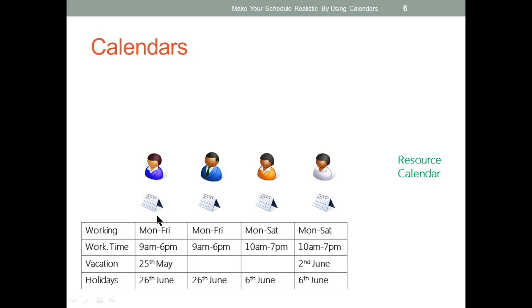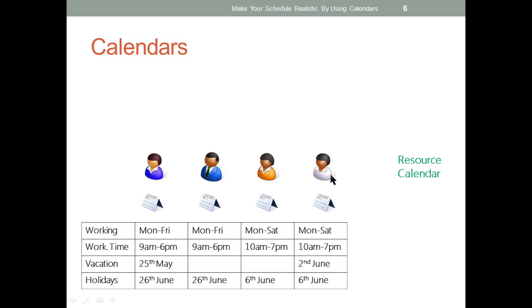Now let's take a small example where each one of the images being displayed here represents a team member in your project team. Let's say that for the first team member, the working time is only from Monday to Friday, from 9 a.m. to 6 p.m., the vacation is on 25th of May, and the holiday for that resource is on 26th of June. If you look at the next resource, again it is from Monday to Friday, 9 a.m. to 6 p.m., but no vacations, though they have the same holidays. So you will be able to follow the remaining timings for each of your resources.